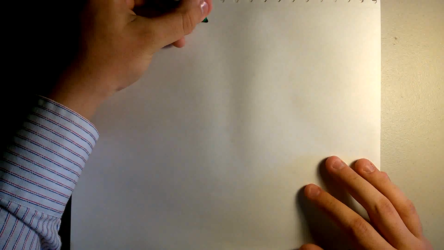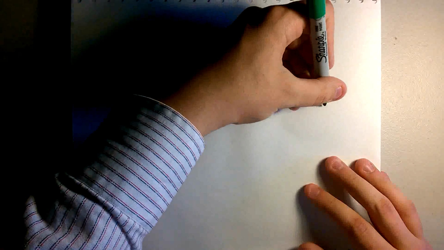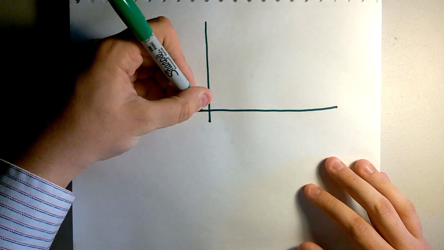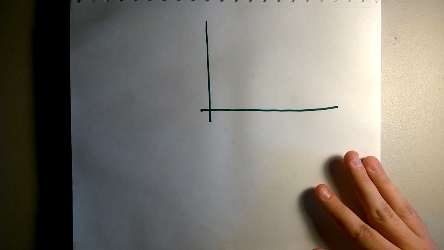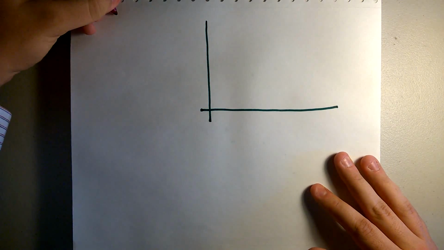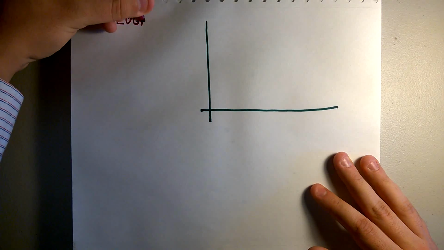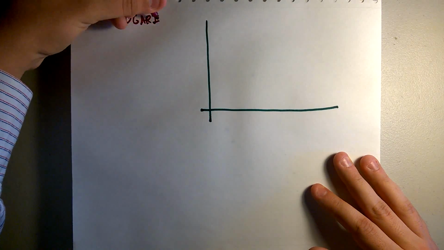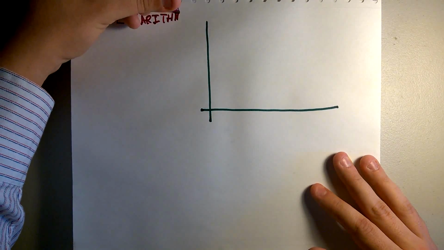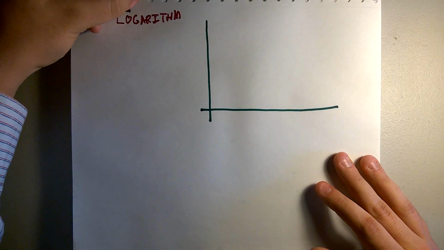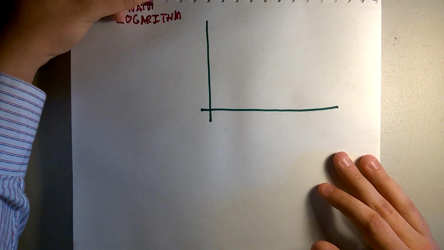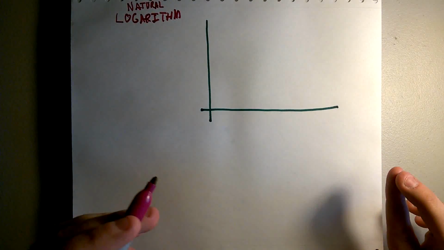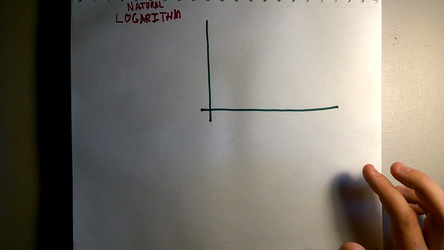So here's something that we did in the early 1600s. We're going back in time for a second to what we call the logarithm. Alright, this was the discovery of the logarithm. In fact, it's the discovery of the natural logarithm, which we'll get into. But first, let's just talk about this curve.